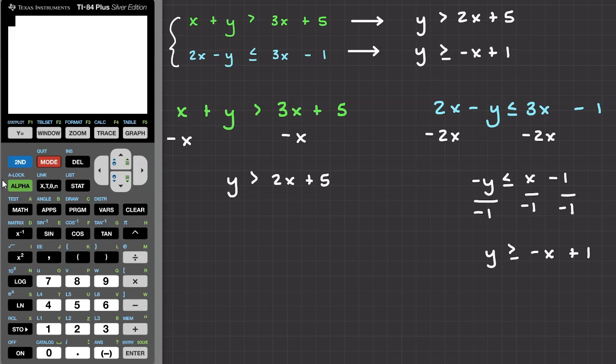Now we're ready to graph. Go ahead and hit y equals on your graphing calculator. We will enter these inequalities as if they were equations to start. In the line y1, enter 2x plus 5. In the line y2, enter negative x plus 1.